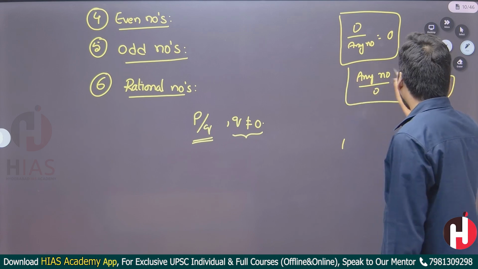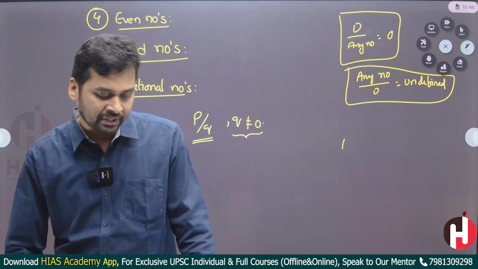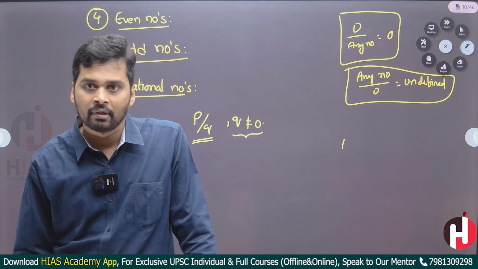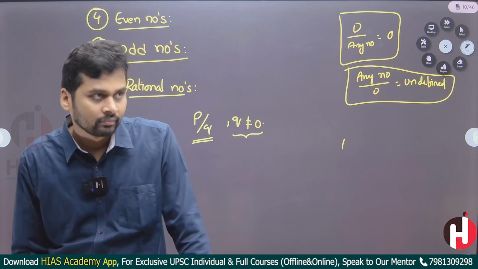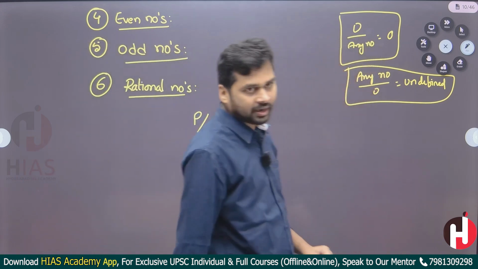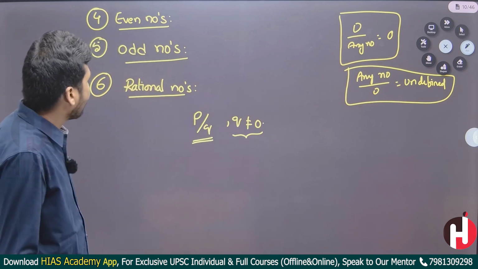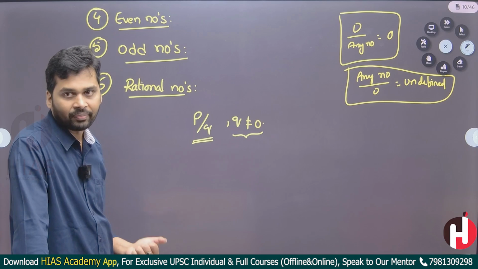But in rare cases, we consider it as infinity, especially in the trigonometry part. Otherwise, it is undefined. So any number divided by 0 is undefined. So 0 by any number is 0, any number by 0 is undefined.